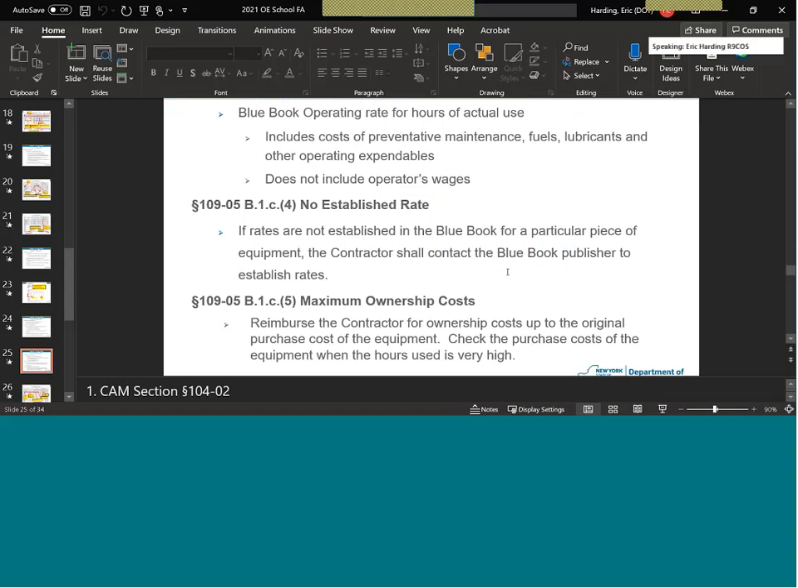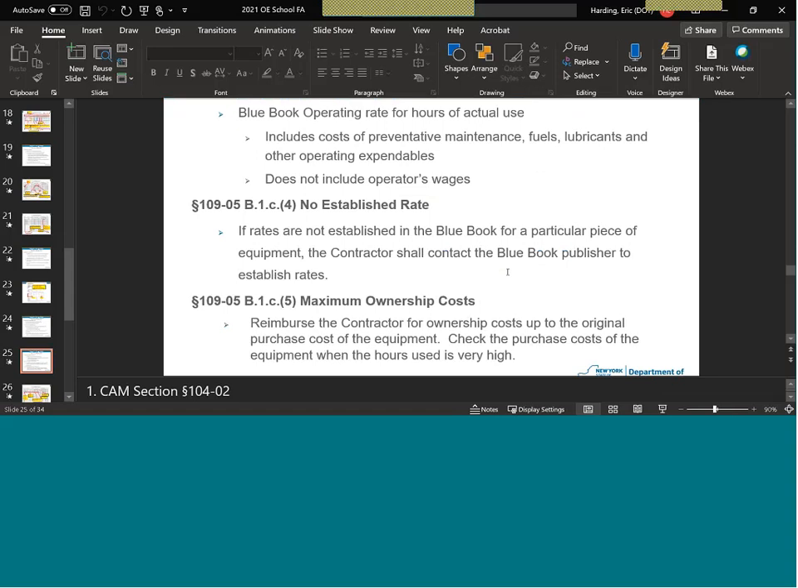No established rate. Rates are not established in the Blue Book for a particular piece of equipment, so the contractor shall contact the Blue Book publisher to get a rate established. This is typically for specialty equipment; Blue Book calls them a custom rate. When contractors subscribe to the Blue Book, depending on the level of subscription they have, they will get a certain number of custom rates included in their subscription.